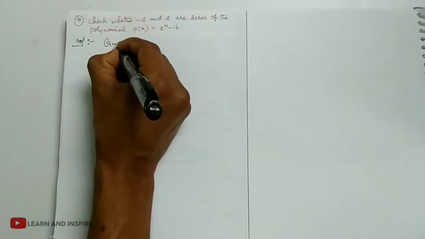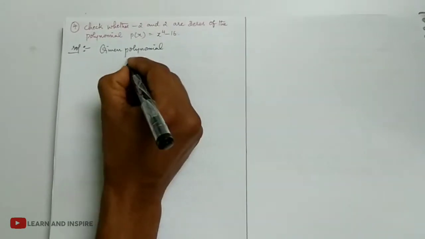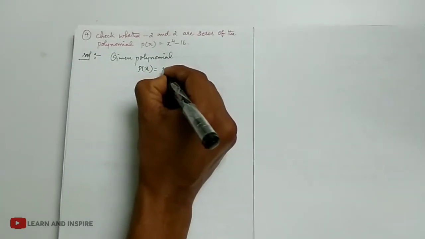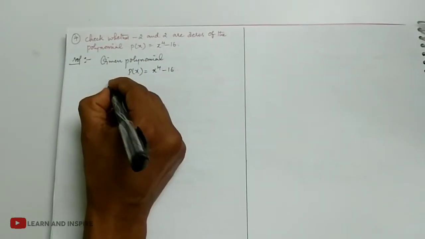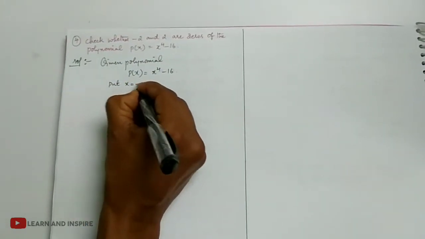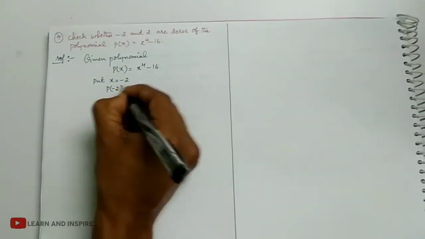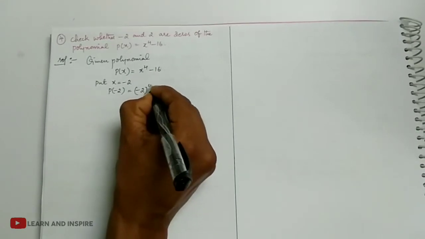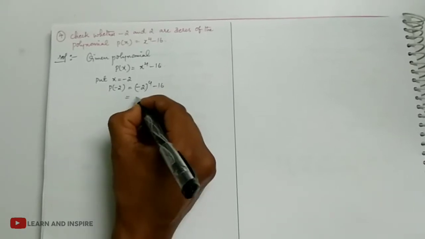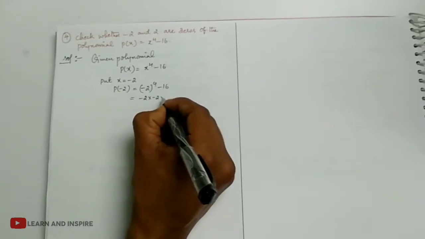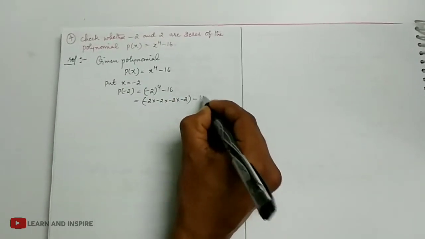Okay, so we have to substitute minus 2 and plus 2. So given polynomial p of x is equal to x power 4 minus 16. First we have to substitute minus 2. Put x is equal to minus 2. Then p of minus 2 is equal to minus 2 whole power 4 minus 16. Okay, so minus 2 is multiplied 4 times. Minus 2 into minus 2 into minus 2 into minus 2. So minus 16 I write as it is.